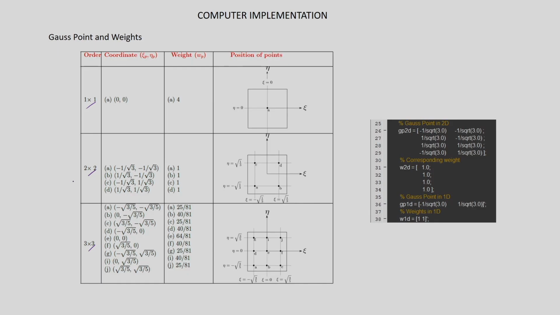Now, we have to repeat the same thing twice, once along the xi direction and another in the eta direction. Here, in the second row, I have shown that if I take 2 Gauss points in the xi direction and 2 Gauss points in the eta direction, what are the coordinates of those Gauss points. Here we have denoted them in this figure as A, B, C, D and the corresponding coordinates are shown in the second column.